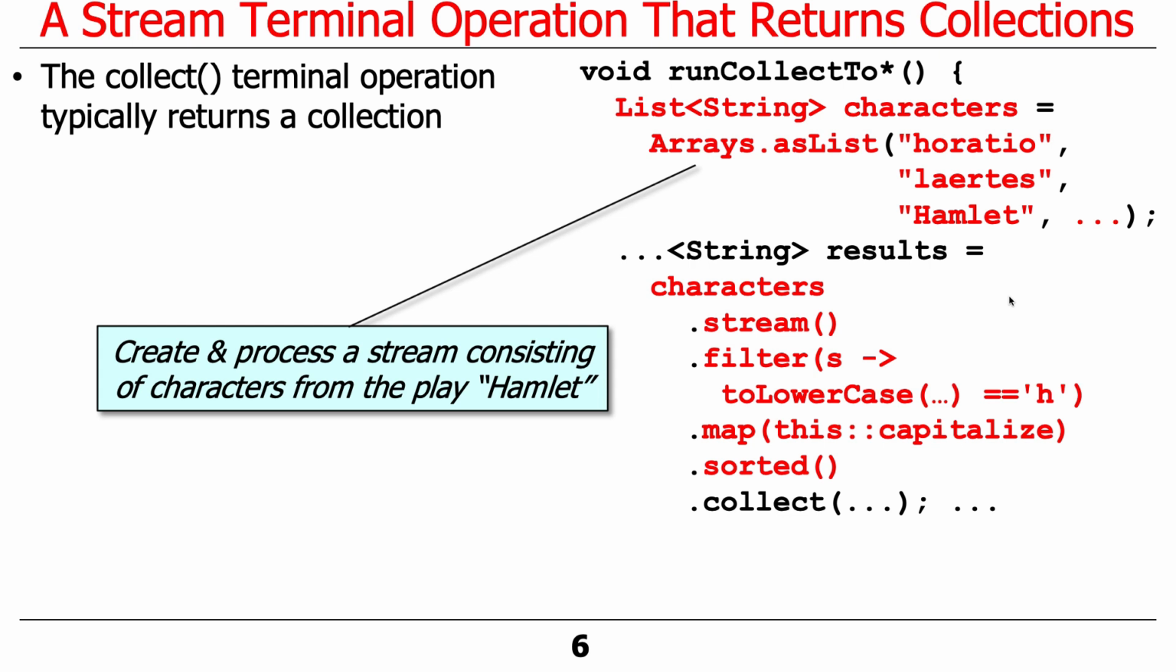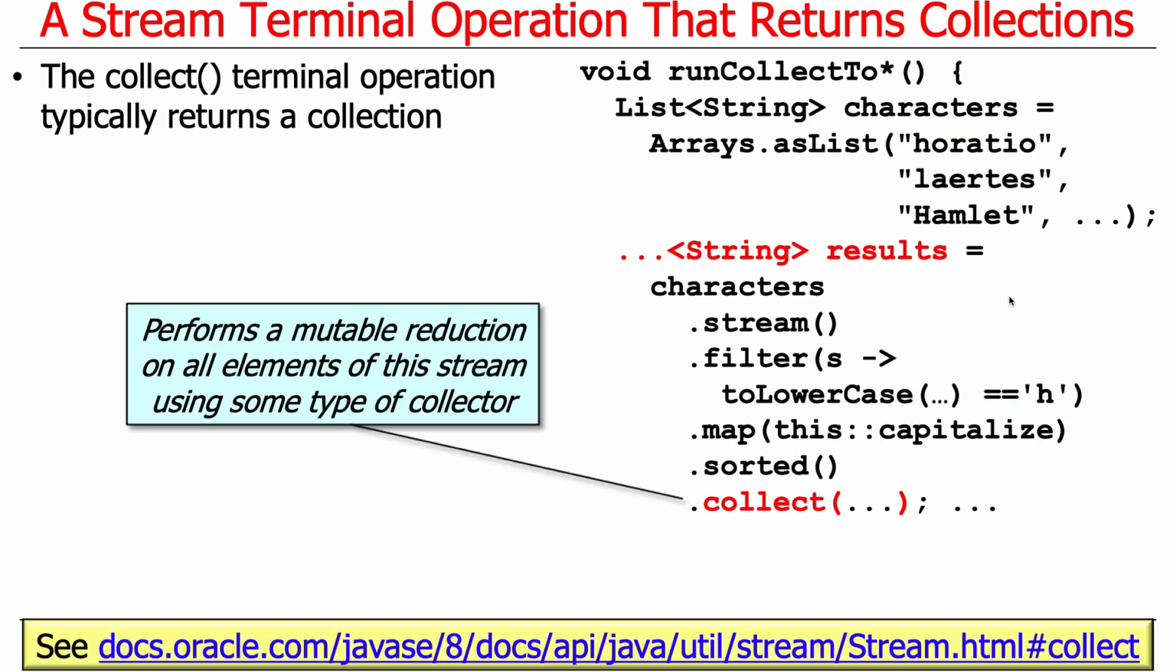Again, just to make this interesting, I swapped it around a little bit. So here we're going to create ourselves a list of strings, which are the character names, and they're going to be created from an array list. So we convert the array into an array list, and then we're going to go ahead and filter them, map them, and sort them. And then we're going to collect them at the end, and I'll show you a bunch of different ways to collect.